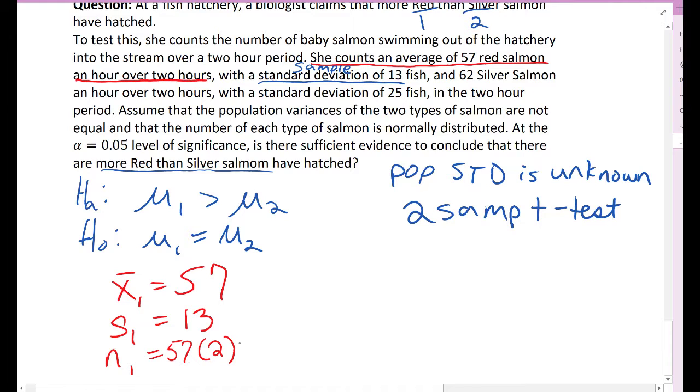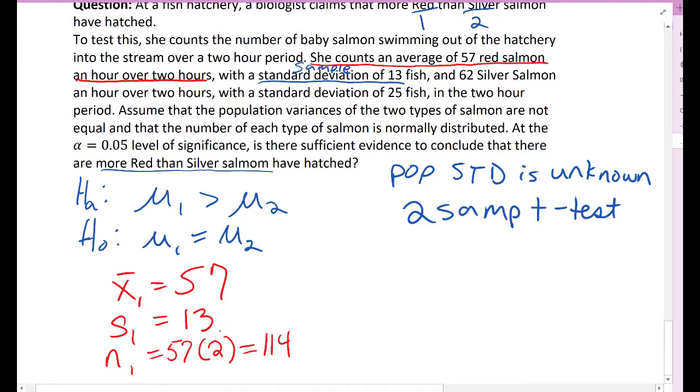There. So 57 times 2 gives us, that should be 114. Okay, 57 times 2 is 114. So once again, it's 57 salmon per hour for 2 hours. That's how we get a total of 114 red salmon.